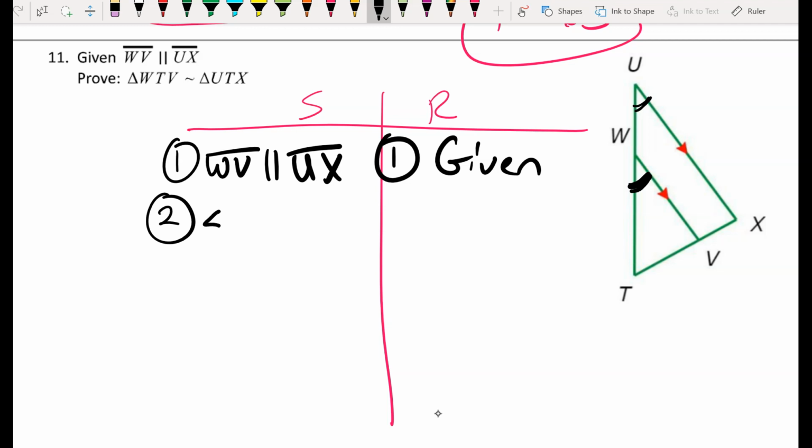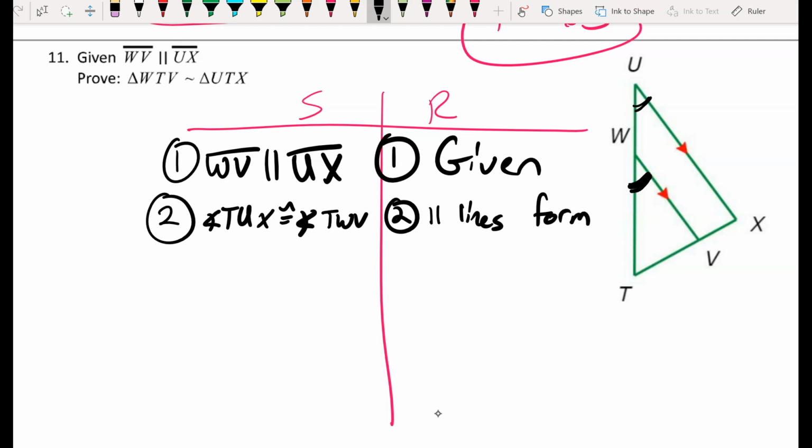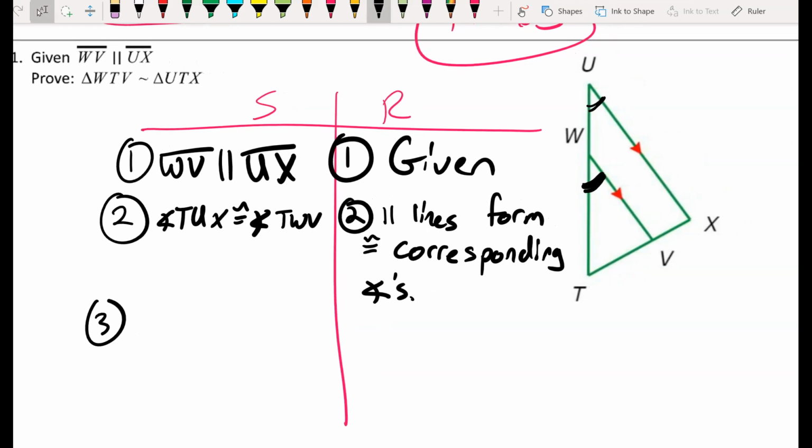So I'll say that angle TUX is congruent to angle TWV. My reason being is that parallel lines form congruent corresponding angles. Again, I'm using some shorthand here. You should write out as much as you can. Again, you might notice that I actually have another pair of corresponding angles on the other side. So if I wanted to lump down here that angle TVW is congruent to angle TXU for the same reason, I could do that, and this would be a three-step proof. But just to show you the other way to do it, I'm going to pretend I don't see those.